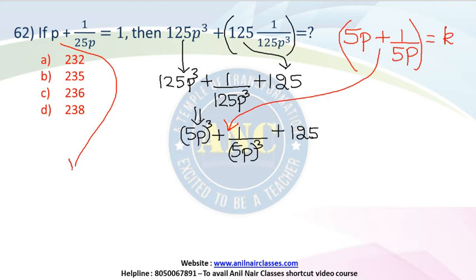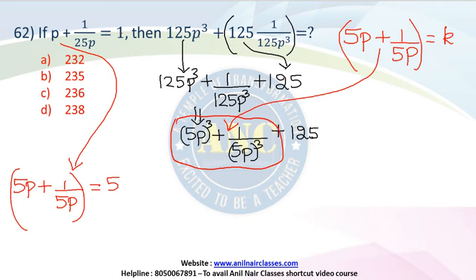The question is not like that. The coefficient of p is 1, but I want the coefficient of p to be 5. Multiply on the left side, multiply on the right side. That means 5 into p is 5p, 5 into 1 by 25p is 1 by 5p, and the right hand side is 1 into 5, it is 5.